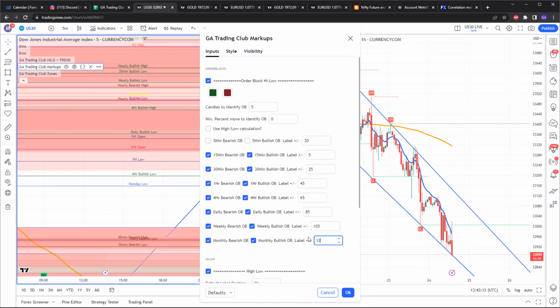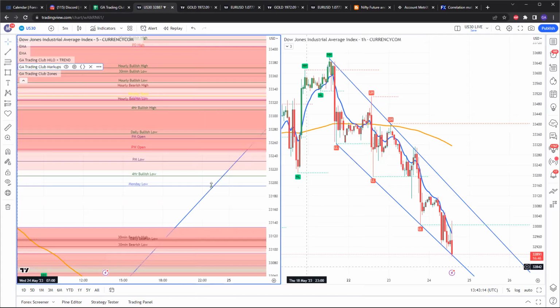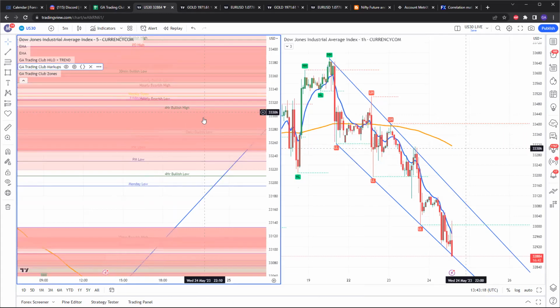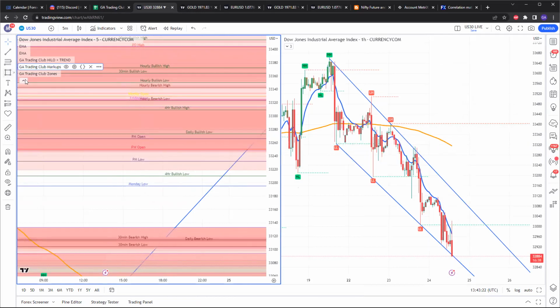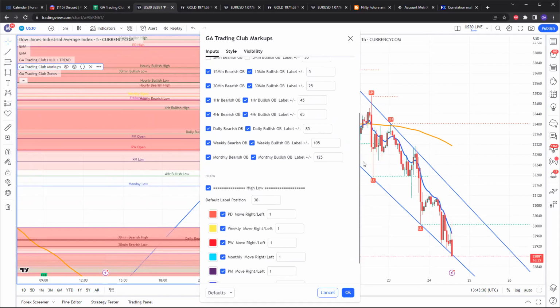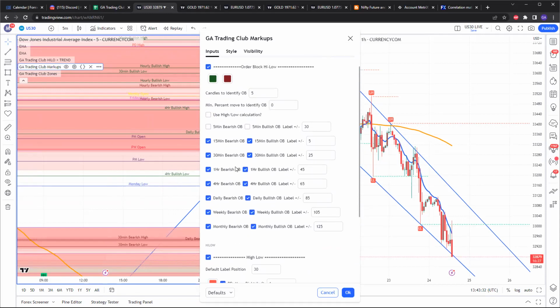And I think that was it. So if we do that, you'll see the spacing change for the bullish and bearish, right? So you can see how they moved aside. Now, that's the purpose. You can check whatever you want to check, and then uncheck what you're not interested in.